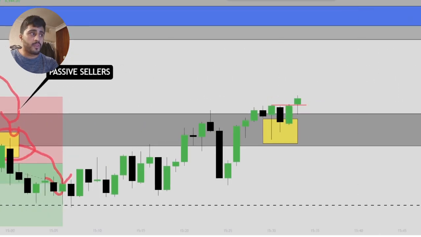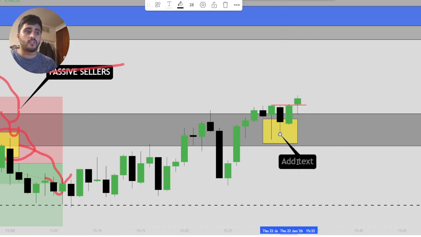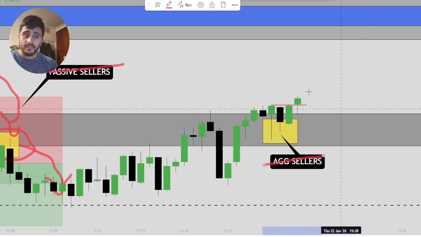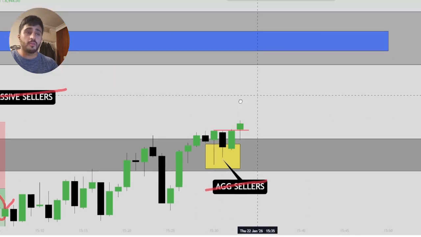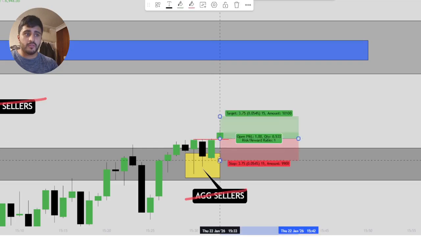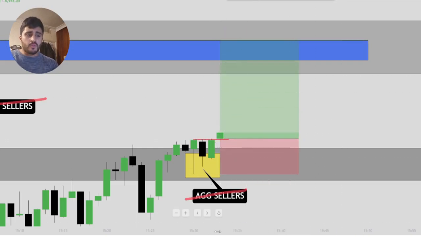On top of that, we've seen passive sellers fail, and over here on the footprint charts, we've seen aggressive sellers also fail. If aggressive sellers fail and passive sellers fail, what do you want to be doing? You want to be longing the market. That's what I look for at my key levels. Hopefully that answers questions that people have.